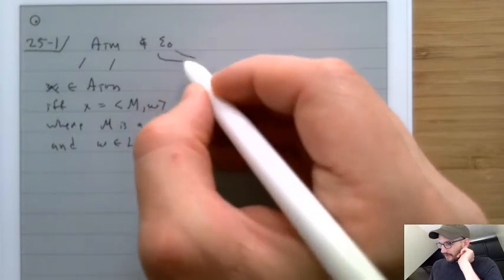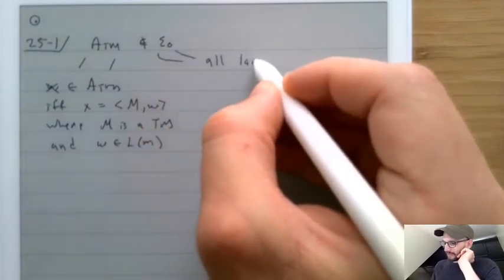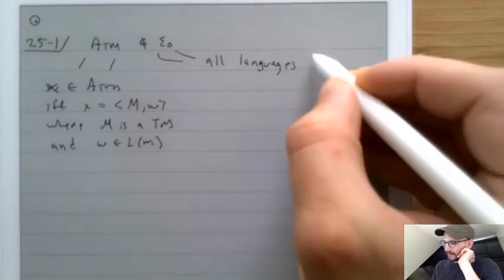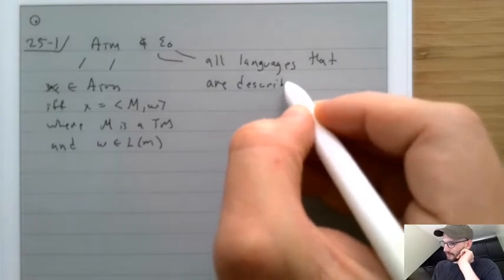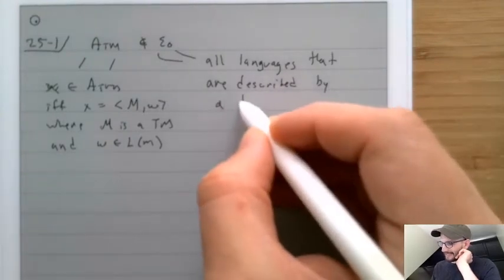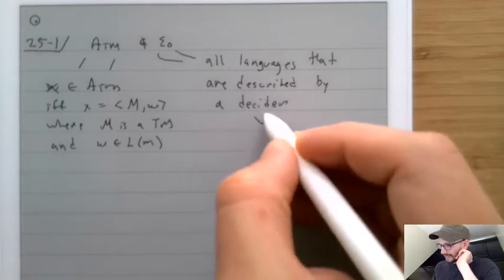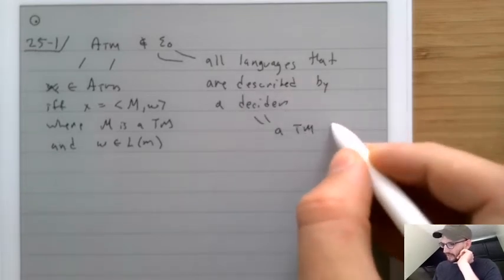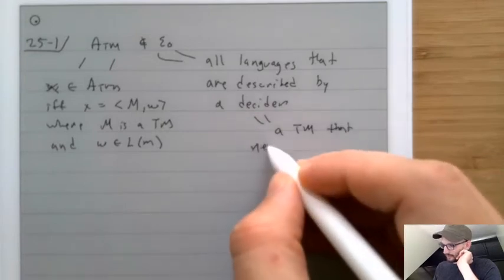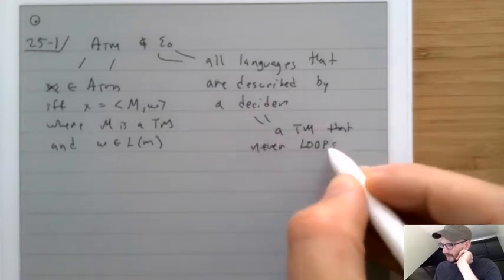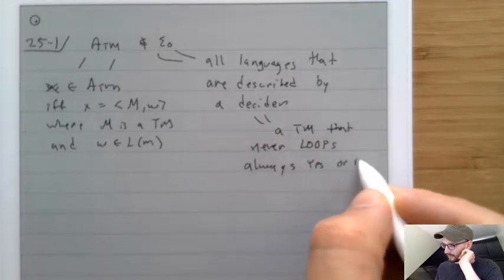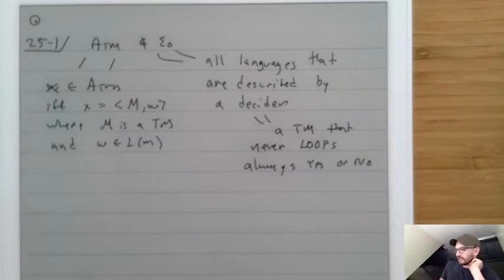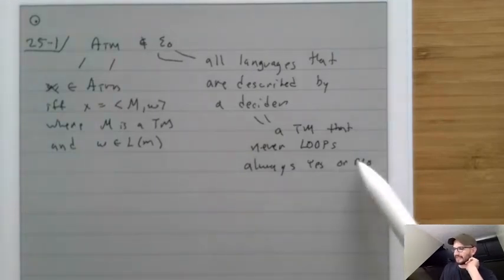Sigma 0 is all languages that are described by a decider. And remember, a decider is a Turing machine that never loops. It always says yes or no. All right? The alternative to this is something inside of sigma 1. Something inside of sigma 1 is something that can say yes, no, or loop.